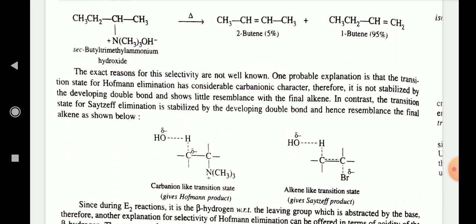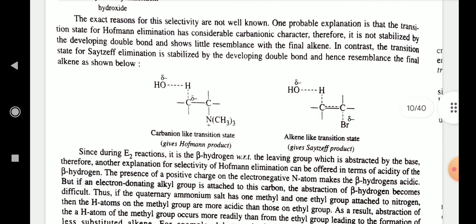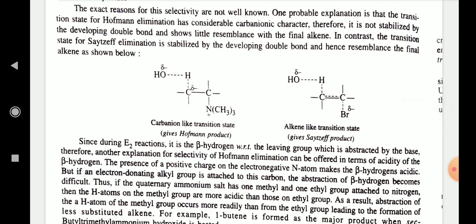One probable explanation is that the transition state for Hofmann elimination has considerable carbanionic character, therefore it is not stabilized by the developing double bond and shows little resemblance to the final alkene. In contrast, the transition state for Saytzeff elimination is stabilized by the developing double bond and hence resembles the final alkene.